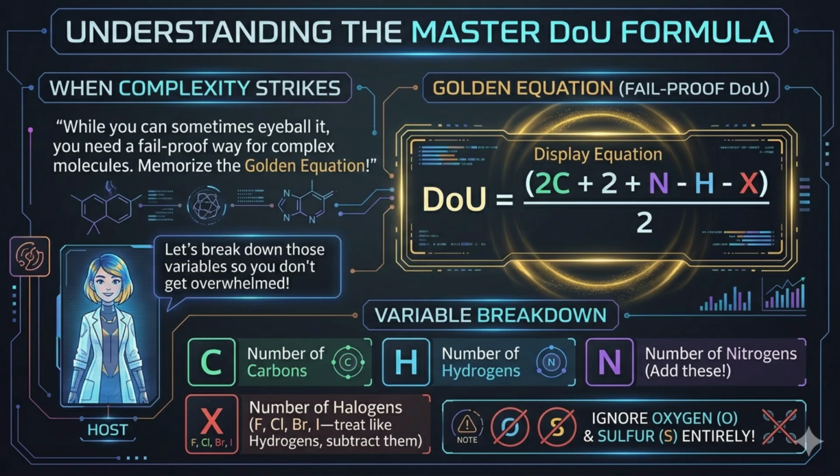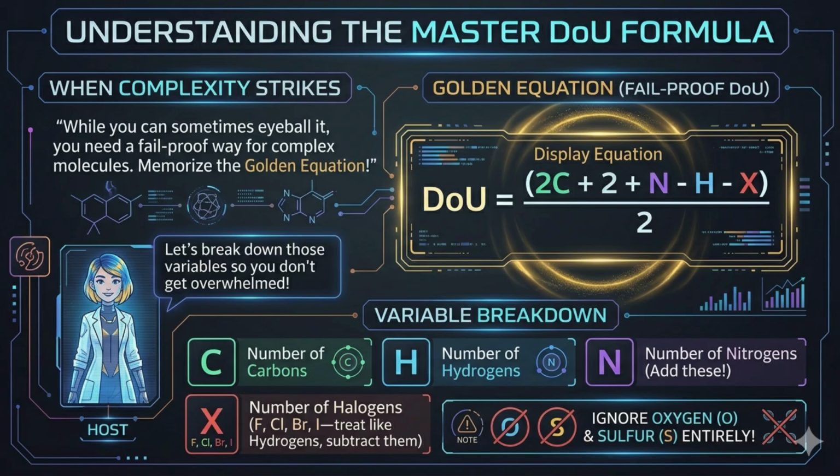First, C is your number of carbons. You multiply this by 2 and add 2 to find your baseline saturation. Next, look for N, or nitrogens. If you have them, add them to your total. Then, we look at the H group. Subtract your H, the number of hydrogens. You also subtract X, which represents halogens like fluorine, chlorine, bromine, or iodine. Think of halogens as hydrogen mimics, they take up a spot, so we treat them the same way in the math.